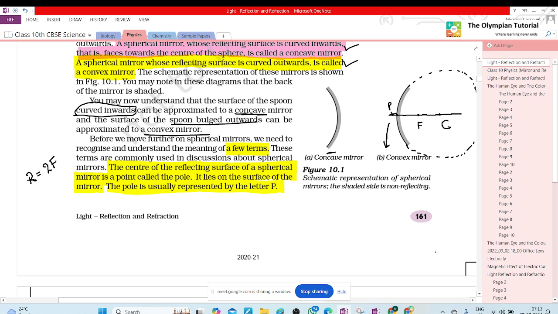Okay, and the convex mirror is also known as a diverging mirror.